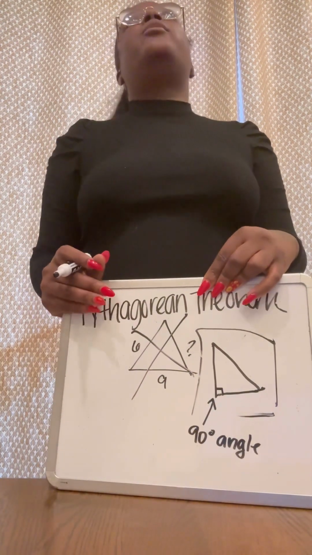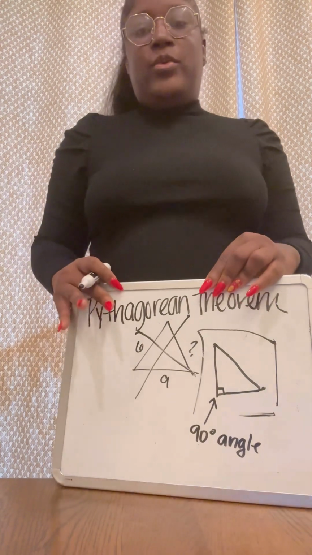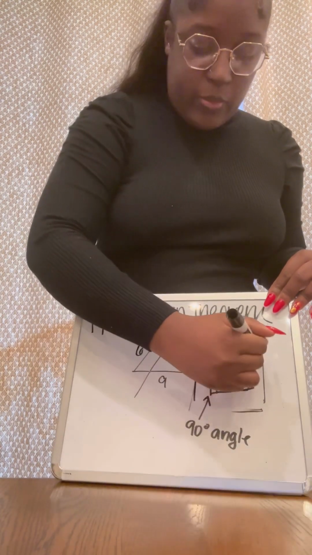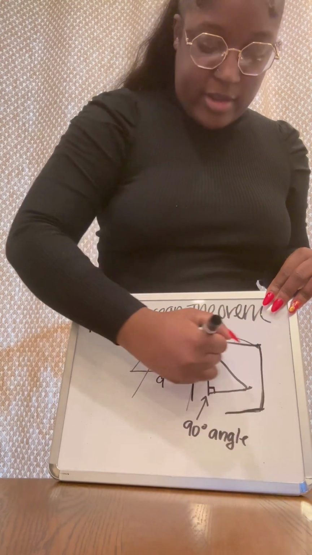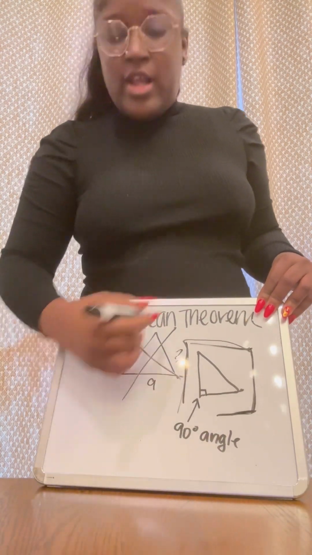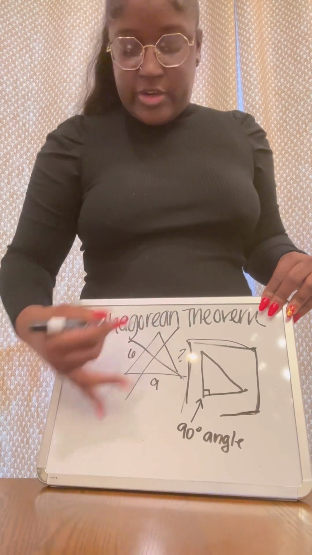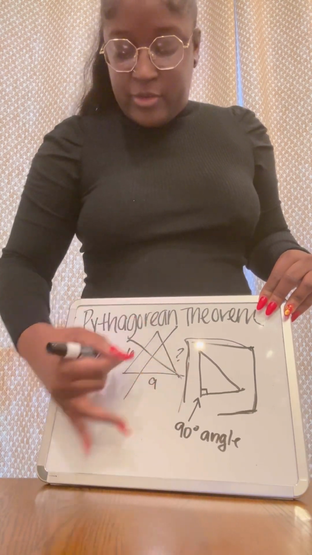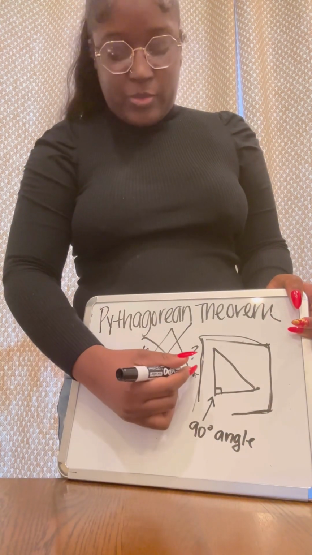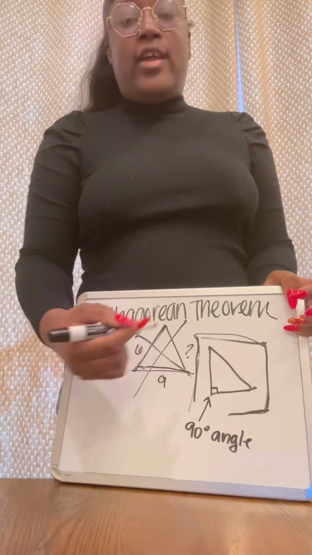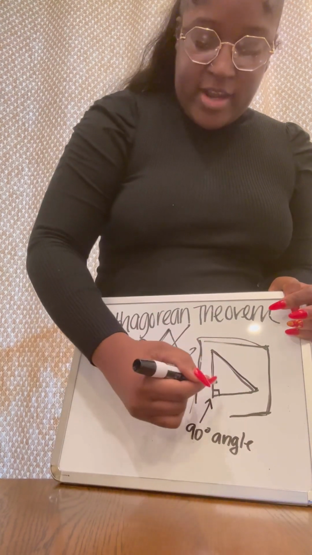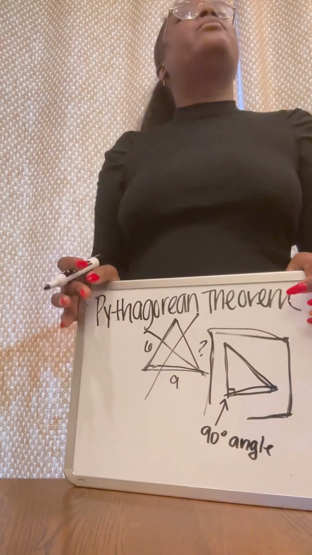I see a lot of people were confused about that, so we had to touch bases on that again. You're only going to use this with a right triangle. This is an equilateral triangle. That means that all of the sides are equal, all of the angles are equal. So this is not going to be the correct triangle for the Pythagorean theorem. It has to be a right triangle.